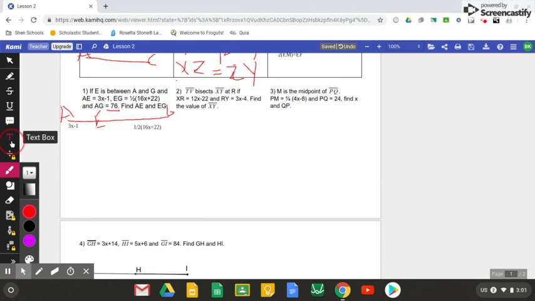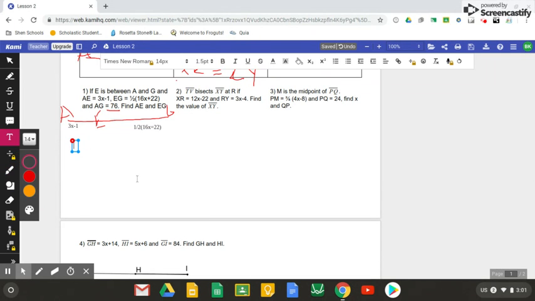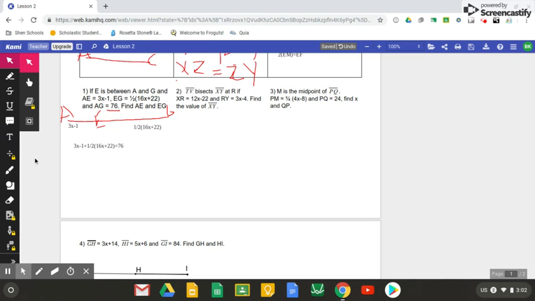So what that means is my first part, AE, 3x minus 1, plus my other part, 1/2 (sorry, I noticed a mistake up here) 1/2 of 16x plus 22. So one part plus another part equals my whole. So 3x minus 1 plus 1/2 of 16x plus 22 will equal 76. And now I go ahead and solve this.